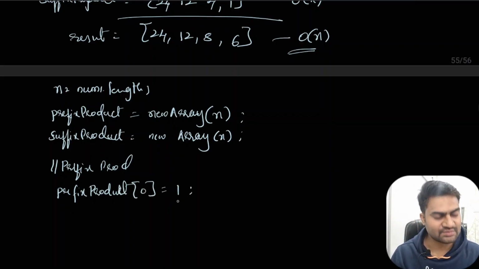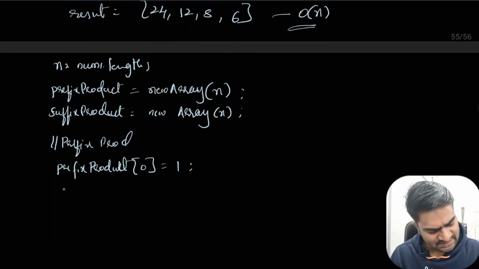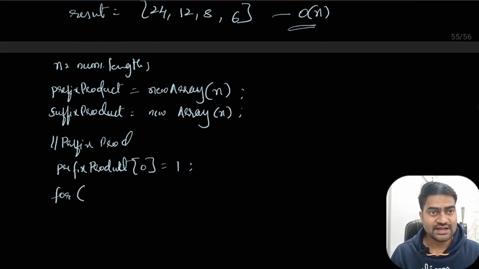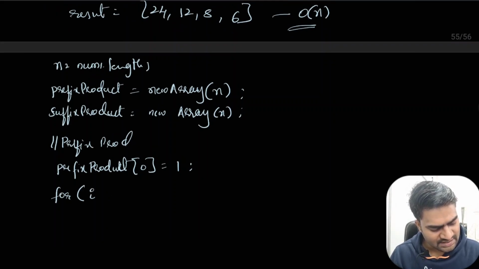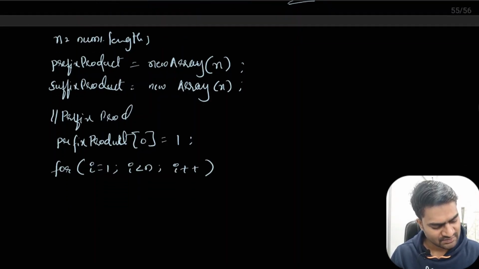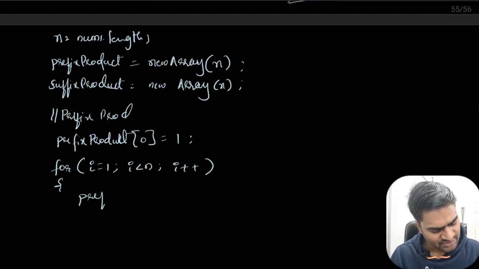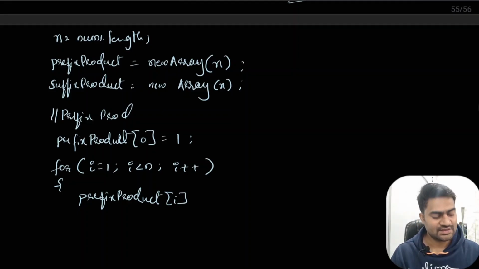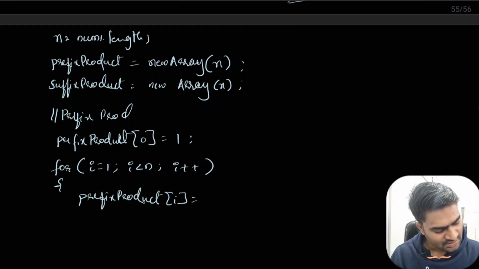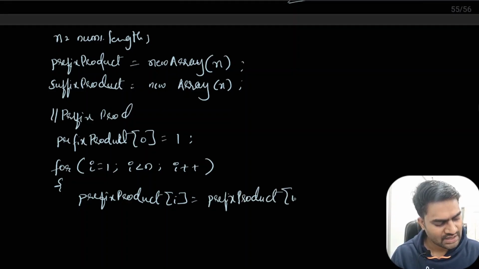So this I will initialize because there will be nothing on the left side of the 0th index. Okay, now I will start from index 1. So for i equal to 1, i less than n, i plus plus. Now what I will do, I will say prefix product of i equal to prefix product of i minus 1 into nums of i minus 1.